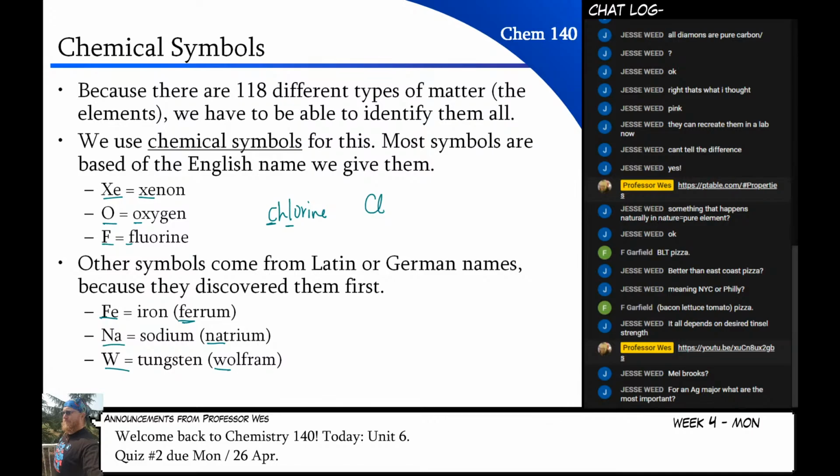For an ag major, what are the most important? Most important what? Can you be more specific? And by ag, I'm assuming you mean agriculture and not silver.